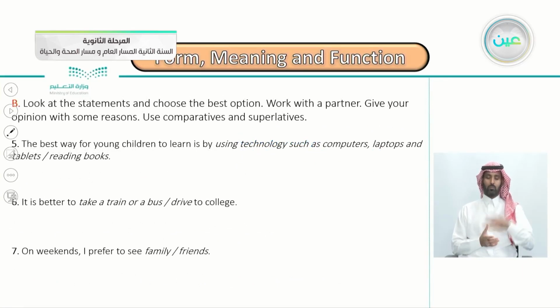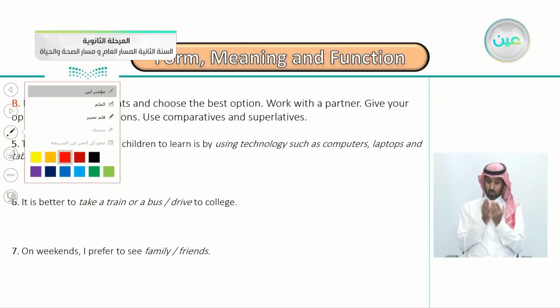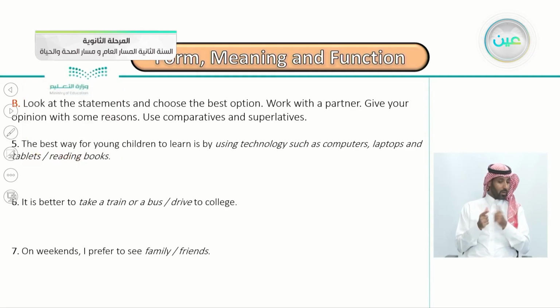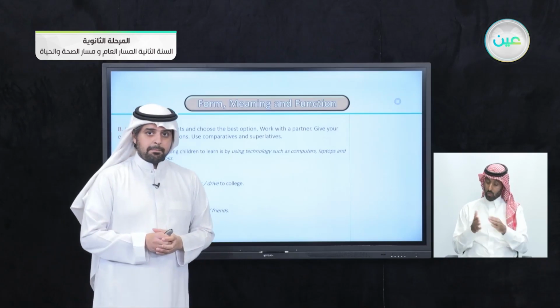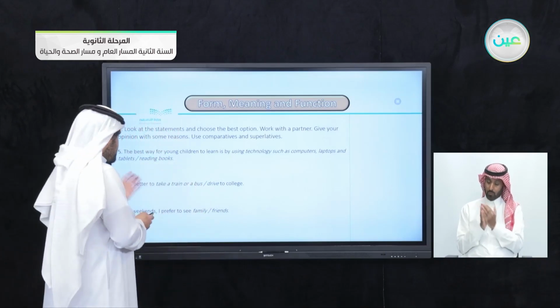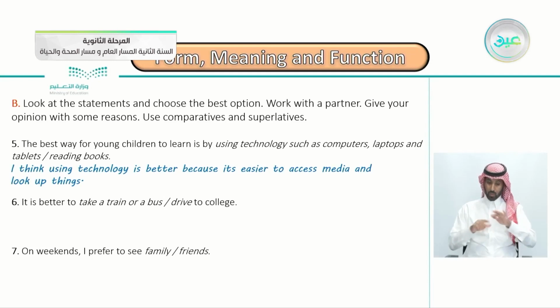Number 5 here, the best way for young children to learn is by using technology such as computers, laptops, and tablets. And the second option here is reading books. So which here is your preference, of course. Okay, this is your preference. Let's see. I think using technology is better because it's easier to access media and look up things like information, pictures, and so on. I think using technology is better because it's easier to access media and look up information.